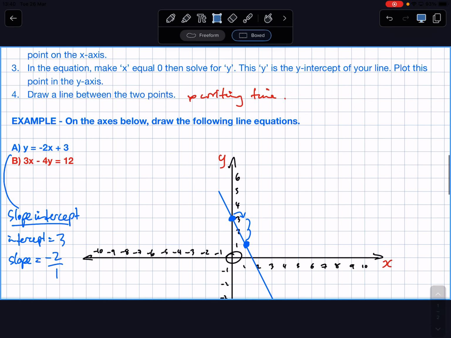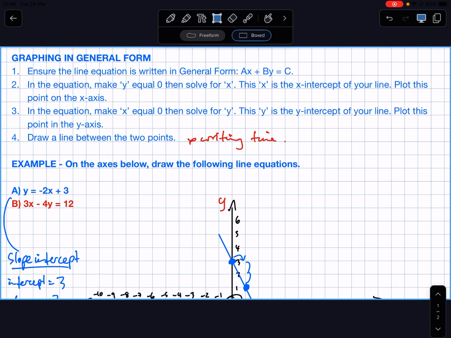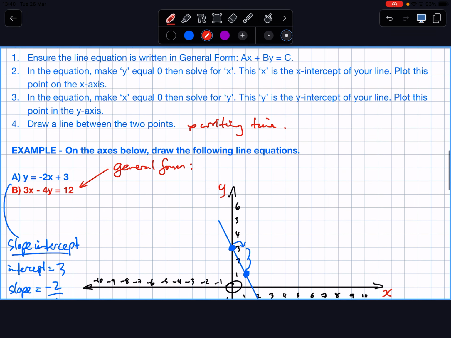And then quickly doing general form so that you can get all the examples in one go. So this second one is in general form. We need some space to do some maths here. What is the maths? Make y equal 0, then solve for x. So 3x minus 4 times y. What am I making y now? 0 equals 12. What's anything times by 0? So you've got 3x is equal to 12. What's 3 doing to x?